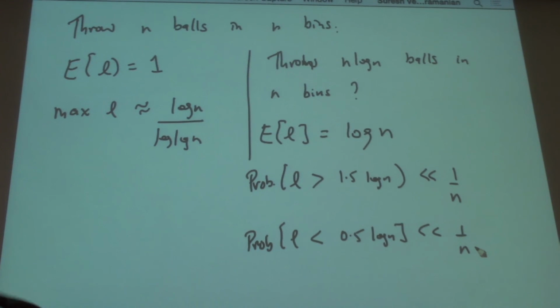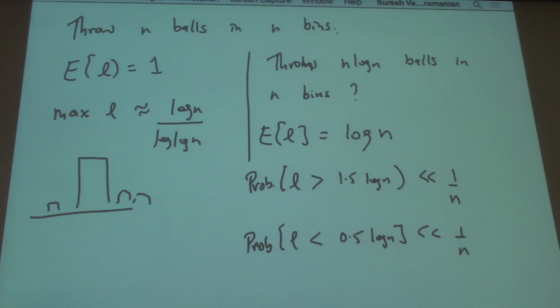So you could have these huge skews of log n. So you have a distribution that could look like you could have some things here and some things here. But once you throw more balls into the bins, n log n balls, they're all going to be roughly log n. There's going to be small constants, but they're all going to be roughly log n.